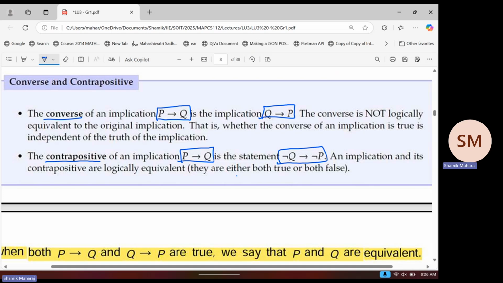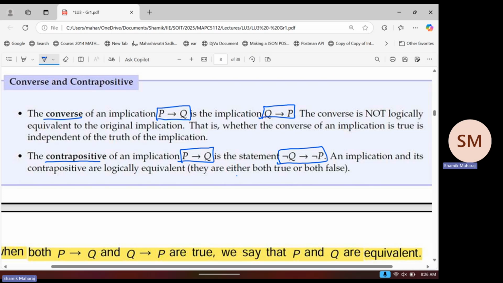Okay, and also we talk here about logical equivalence, which is an important concept. Logical equivalence means, for example, with the converse, if the first part, the whole thing, is true, does it mean that this is also true? If so, we say they are logically equivalent. If their truth values are the same, they're logically equivalent.